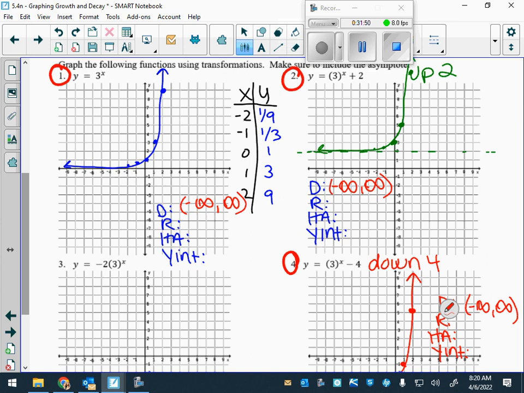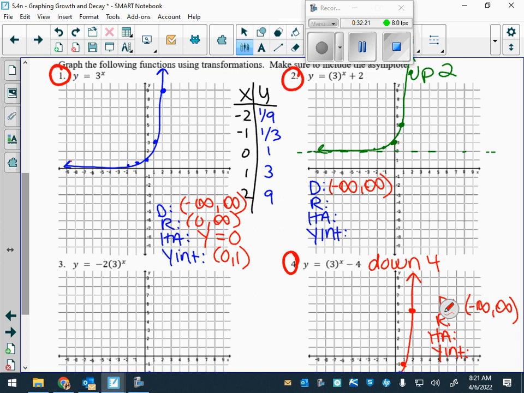Okay. For this first one, what is our range? Good. 0 to infinity. What is our horizontal asymptote? Porter, what do you think? Good. Y equals 0. What is our y-intercept? Emily? 1. Good. 0, 1. Excellent. Okay. So we should have got this for the first one as our parent function.